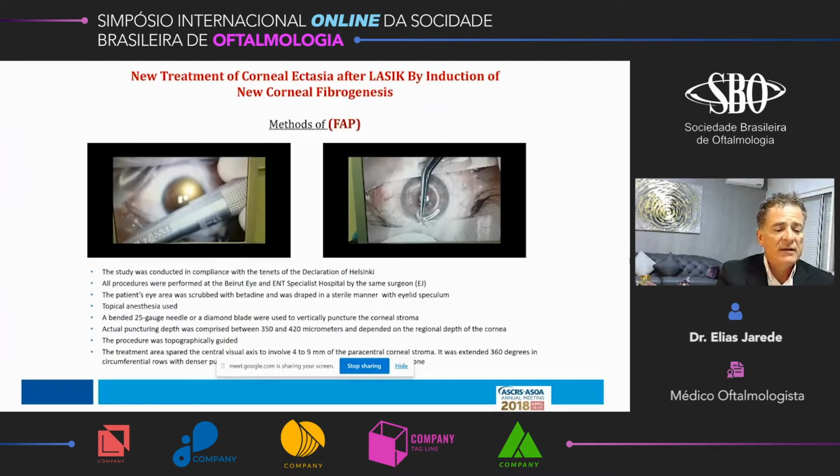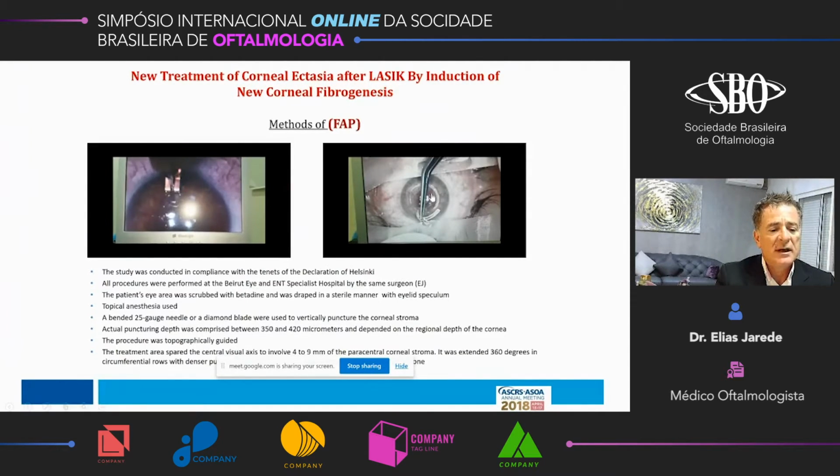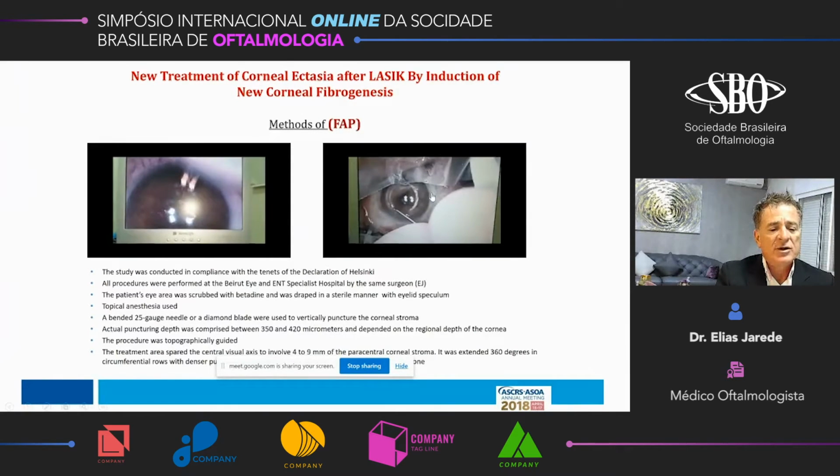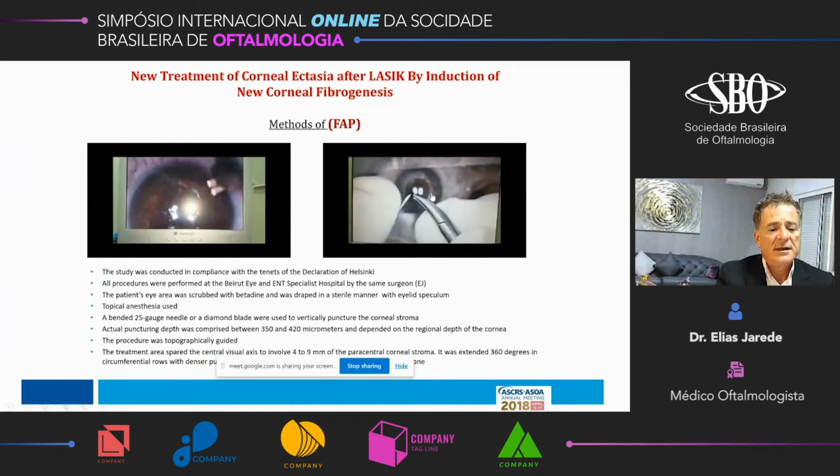That's quite an effective technique. Here in the left side video, we show using a microblade, the diamond blade, to do the puncturing. On the other side, we can use a bent needle as well at the desired depth, which is around 350 to 400 micron.